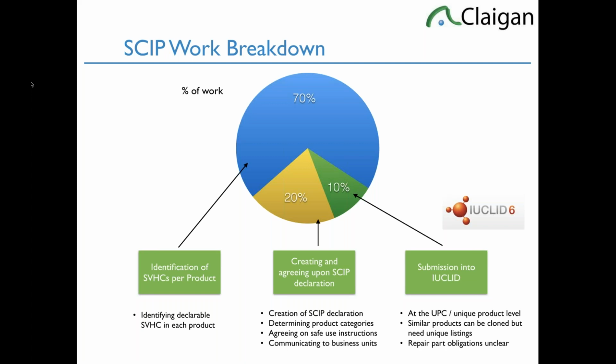And then you submit it into IUCLID, which we said is 10% of the work, probably a lot less. We're assuming that there's a lot of manual complexity in your products, but in a lot of cases there isn't. And especially as you get to super complex products, the effort of finding the SVHCs is a big job, but submitting is not much different than the electric mixer.